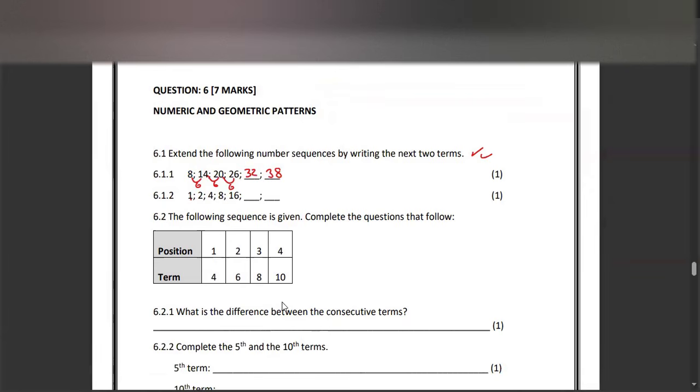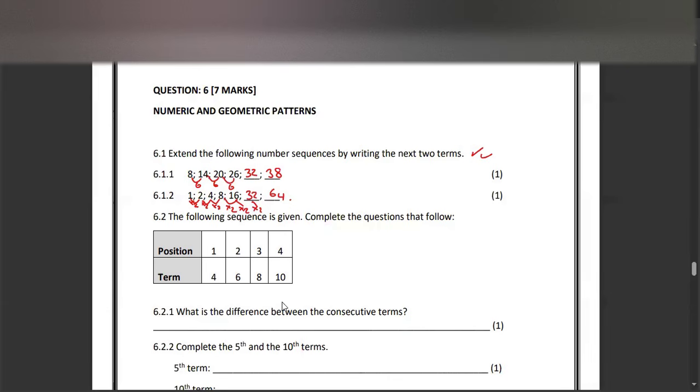And then 1, 2, 4, 8, 16. So we are multiplying by 2. So 1 times 2 is 2. 2 times 2 is 4. 4 times 2 is 8. 8 times 2 is 16. 16 times 2 is going to be 32. And then times 2, that's going to be 64.